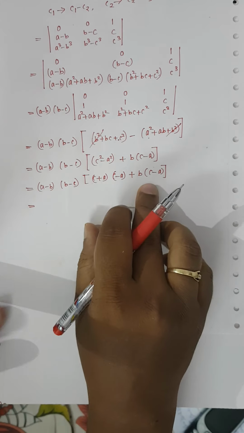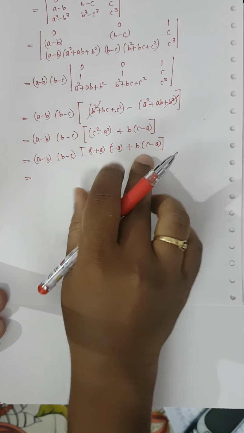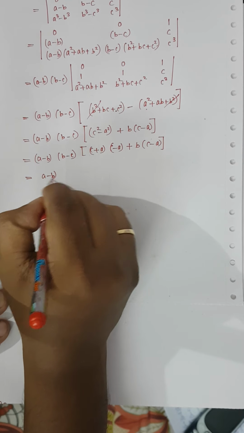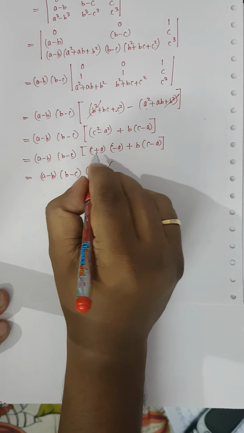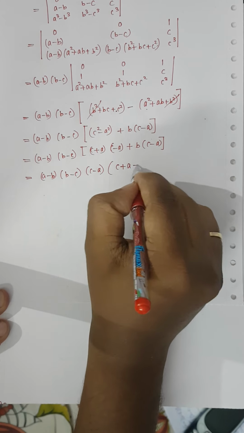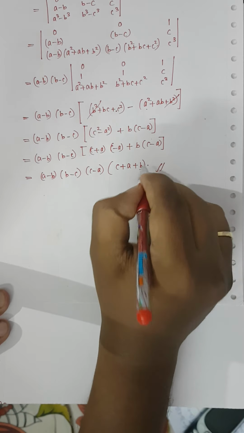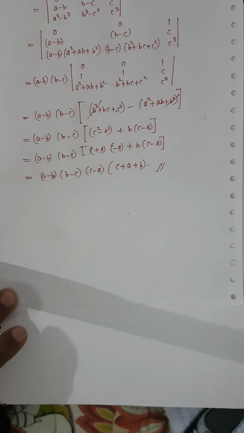From this, if I take the factor c minus a common, I will get a minus b into b minus c into c minus a. Here you are left with c plus a plus b. This is your required solution.